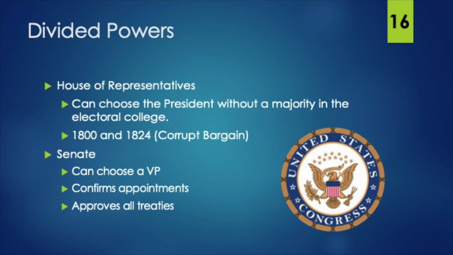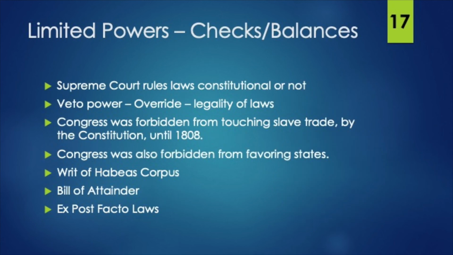On the flip side, the Senate can choose the vice president when the House chooses a president, confirm appointments, and approve or deny all treaties. When we talk about checks and balances, and how one branch is watching another branch, making sure that nobody gets too much power, I always say the Supreme Court has more power than anybody. One thing we cannot overlook is how much power the Supreme Court does have: they decide whether or not laws are constitutional. Whereas the president can veto a law, which is a check too, Congress can override a veto.